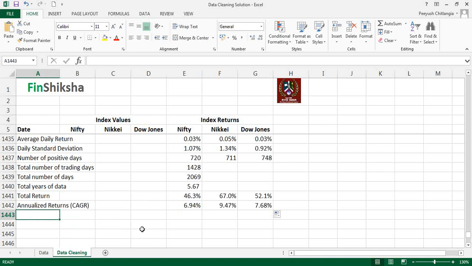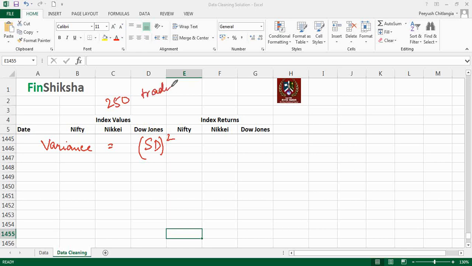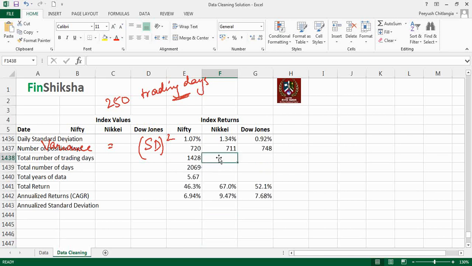Now, one final thing that we should consider is how do we annualize the standard deviation. Just remember this as a concept. In finance, all calculations are done on something known as variance. Variance is nothing but standard deviation squared, right? And there are 250 odd trading days in the year. We can calculate how many trading days on average in the year, right? How many years were we looking at? 5.67, and we have 1428 as the number.